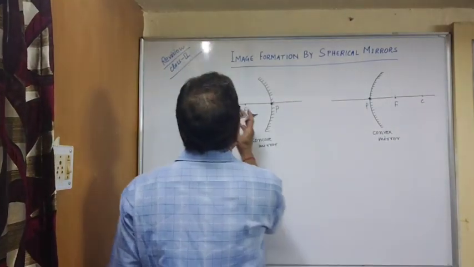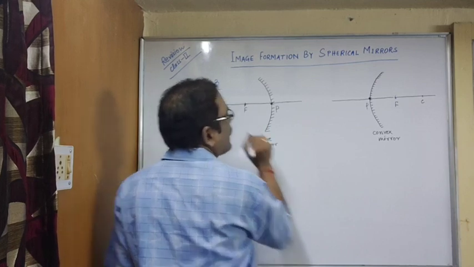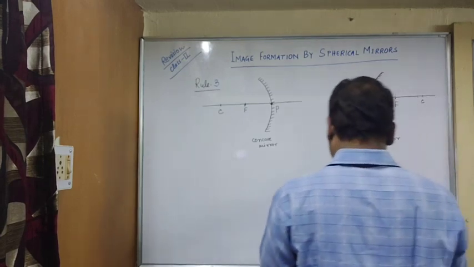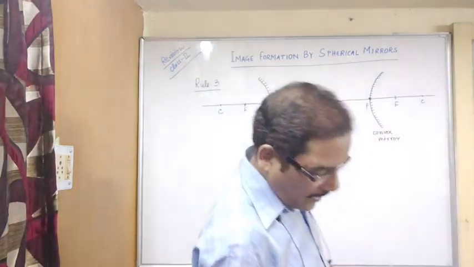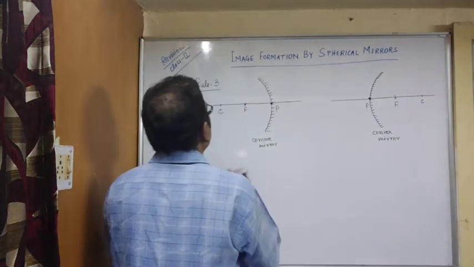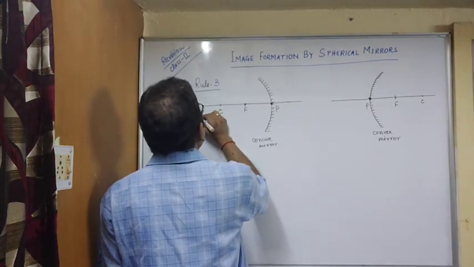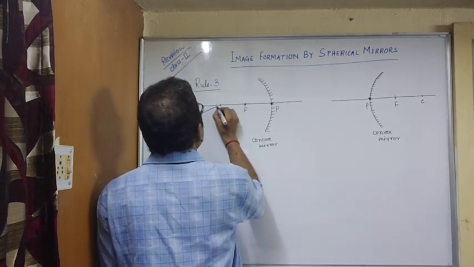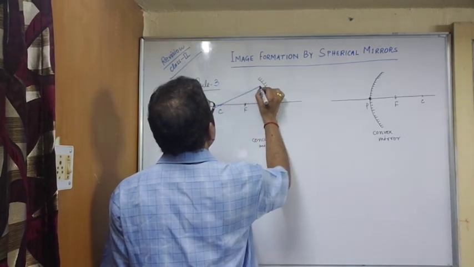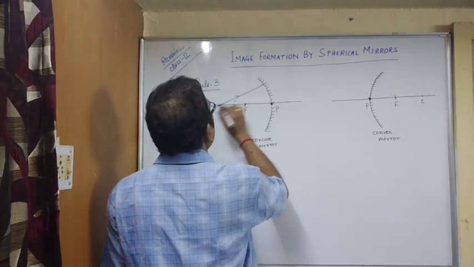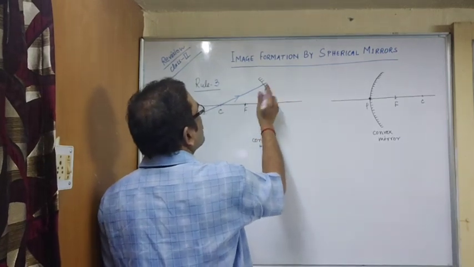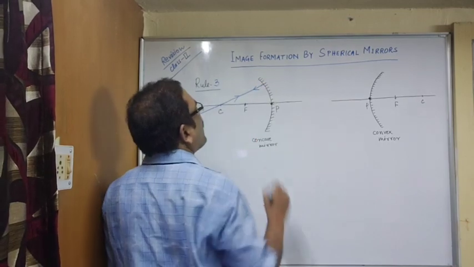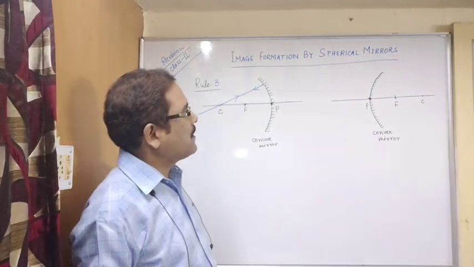So mark the point F here also. Now suppose a ray is passing through center of curvature. So take a ray of light which passes through center of curvature of a spherical mirror. So this ray will pass through center of curvature, and after striking the mirror, it will reflect back along the same path. This is the third rule.